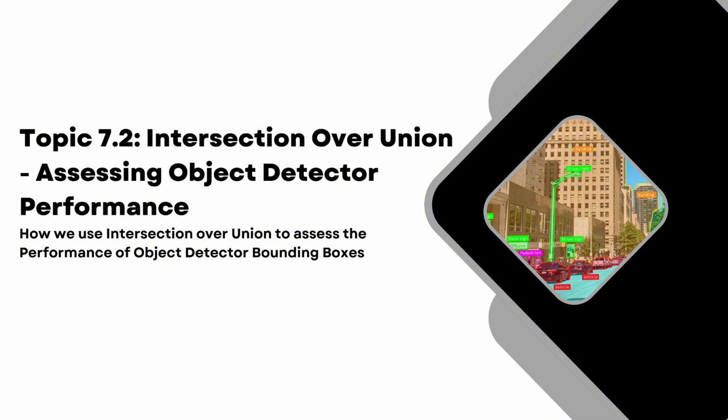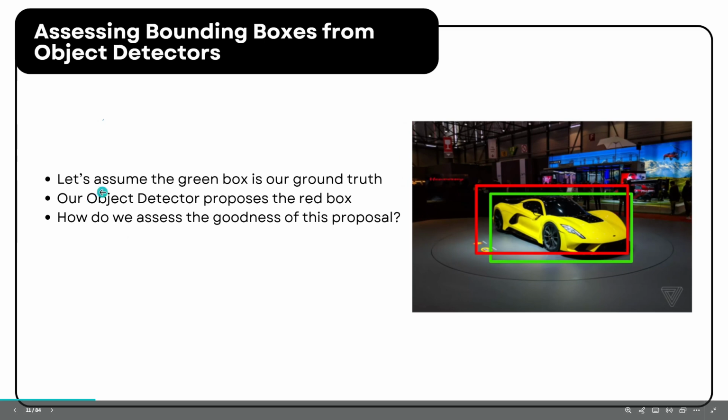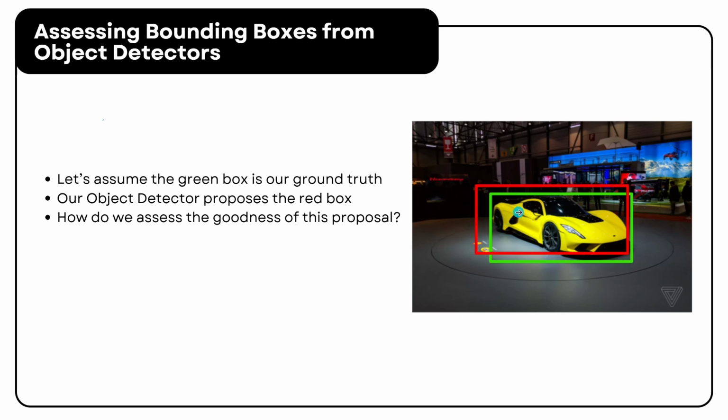Now that we know what object detection does, locating and classifying objects using bounding boxes, let's take a look at a very important question. How do we evaluate how good our object detector is? In this example, the green box represents the ground truth. This is the correct answer, usually labeled by a human expert. And the red box is the output proposed by our model, the predicted bounding box. Now the key question is how close is our prediction to the actual object? Or put another way, how well does the red box match the green one?